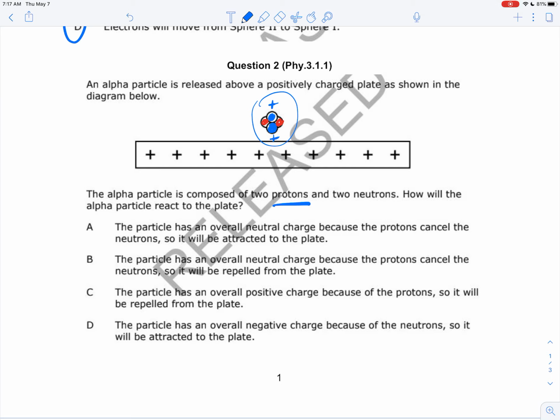And there is a rule that says that unlike charges attract and like charges repel. So if the alpha particle is positive and this plate is positive, it's going to tell you something about the way that particle is going to move.